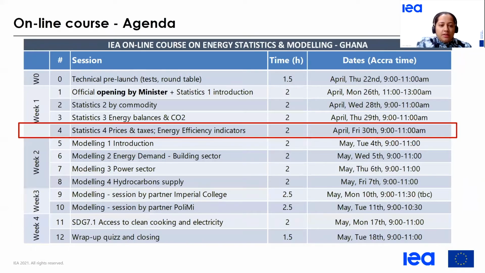This is the agenda for the Ghana session. So today we are looking at the statistics 4, and as from next week you will start the modeling sessions with Arnaud, where you will have 6 modeling sessions in total, followed by the SDG 7.1 access to clean cooking and electricity session, and the last session will be on May 18th.